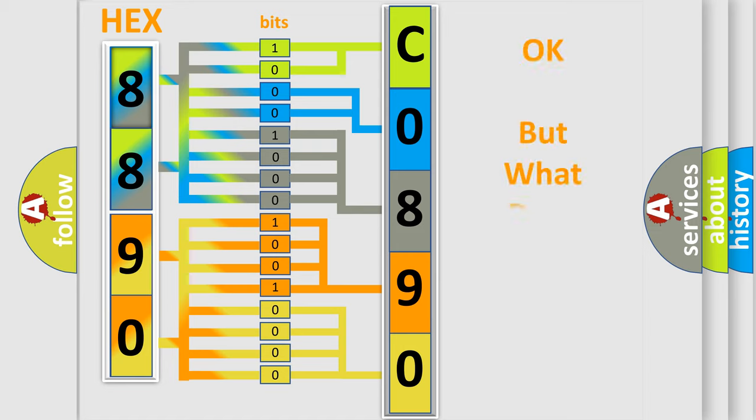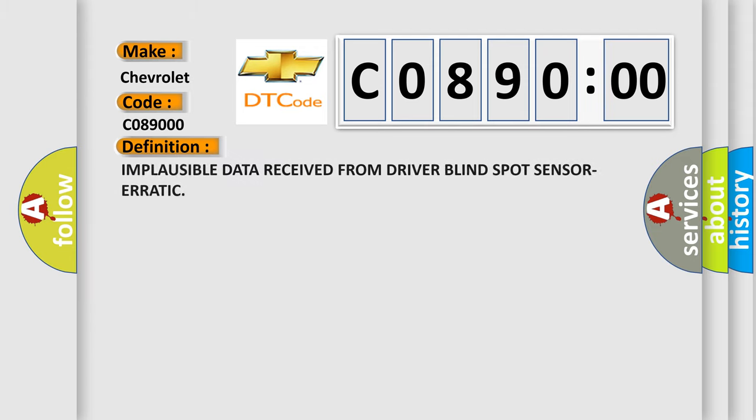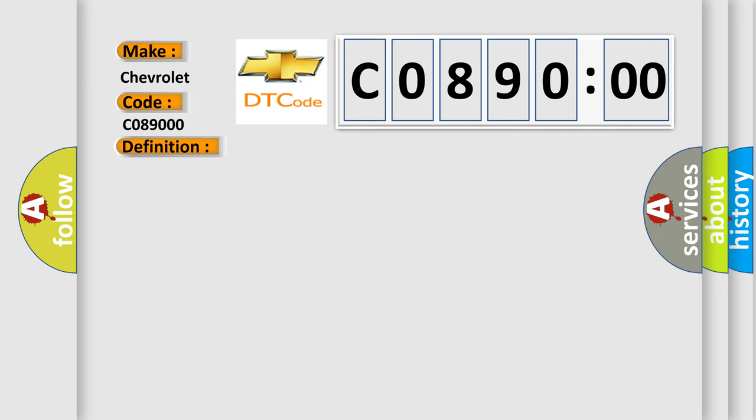The number itself does not make sense to us if we cannot assign information to what it actually expresses. So, what does the diagnostic trouble code C0890-00 interpret specifically for Chevrolet car manufacturers? The basic definition is implausible data received from driver blind spot sensor, erratic. And now this is a short description of this DTC code.